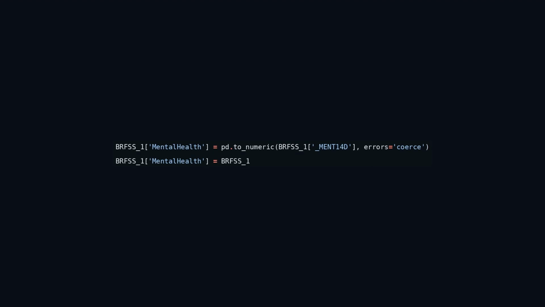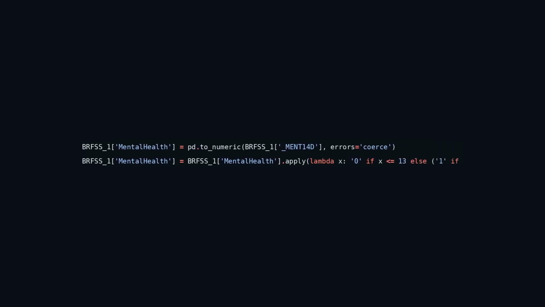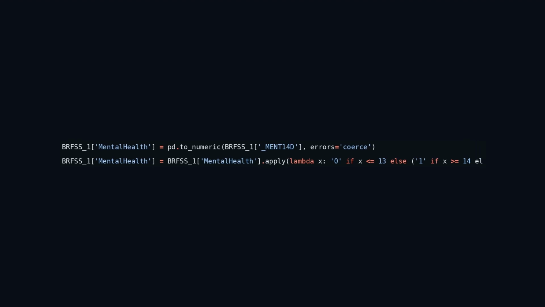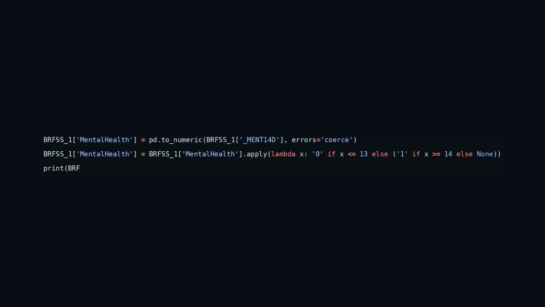This function creates a new column called mental health in the birthstone data frame. Its mission is to assign values as follows: scores of 13 or lower get a 0, scores of 14 or higher get a 1, and any other scores are labeled as none. 3. The final step involves a peek at the mental health column's distinct values. The preview reveals the categories produced by the lambda function's conditions.